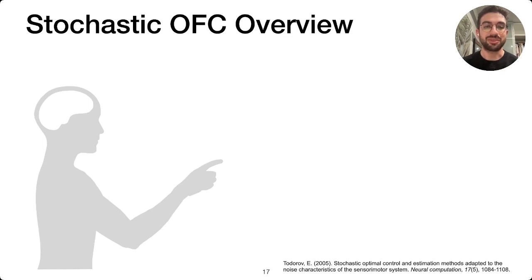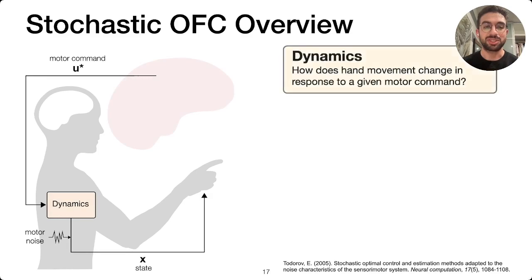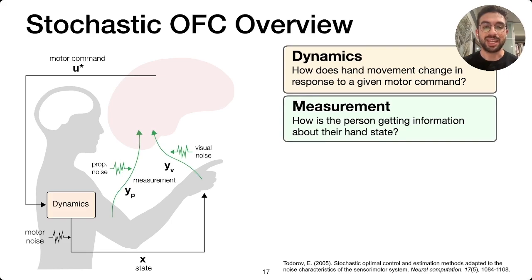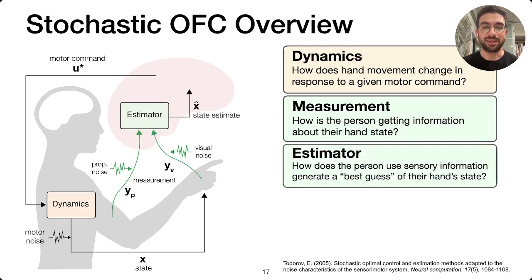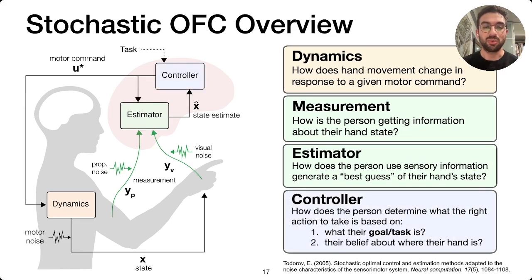In the context of reaching, we can break down an OFC model into a few key blocks. There's the dynamics, which tells us how the user's hand would physically move in response to motor commands. Sensory measurement, which tells us how the user is getting information about their own hand state through things like vision and proprioception. Within our model of the user's brain, there's an estimator, which takes that sensory information and generates their best guess of where their hand is. And a controller, which determines what the right motor command is based on that best guess, as well as what their goal or task is.